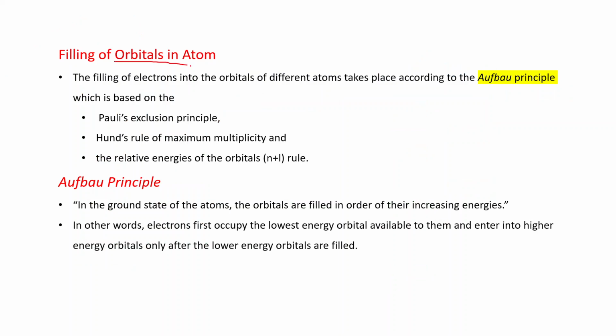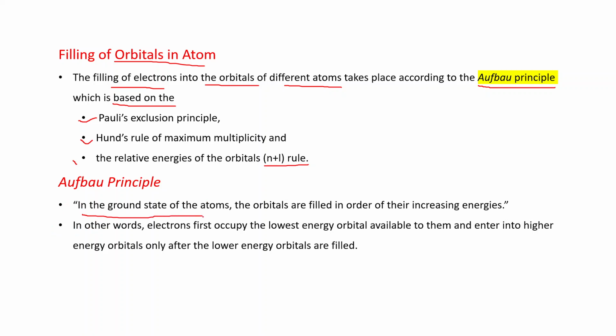Filling of orbitals in atoms. The filling of electrons into the orbitals of different atoms takes place according to the Aufbau Principle, which is based on the Pauli's Exclusion Principle, Hund's rule of maximum multiplicity, and the relative energies of the orbitals, that is the n plus L rule. Now, what is this Aufbau Principle?